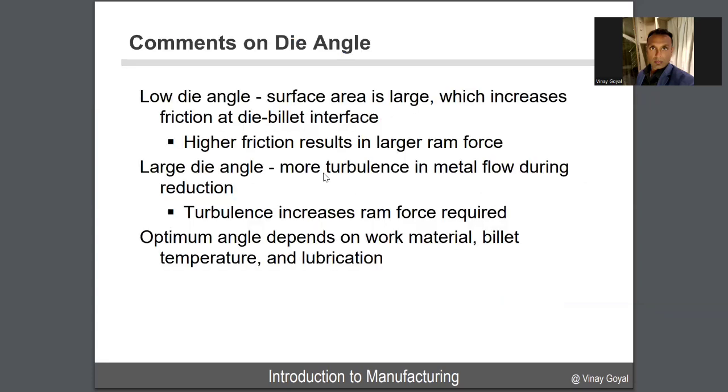So I have some comments on the die angle. Low die angle does give you surface area that's large, but it does increase friction at that die to billet interface. So you get a higher friction, means you have a larger ram force required. Now a larger die angle has more turbulence in the metal flow during the reduction process, and the turbulence as a consequence increases the ram force required. So there is an optimal angle depending upon the work material, billet, temperature, and lubrication. And the way you can precisely determine these is through experiments.